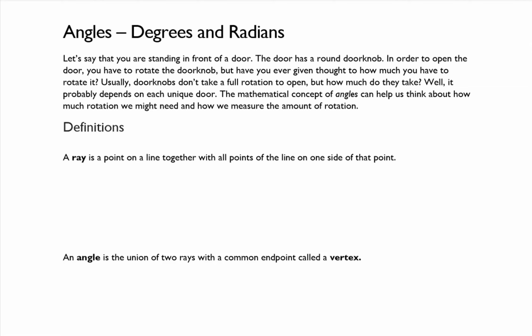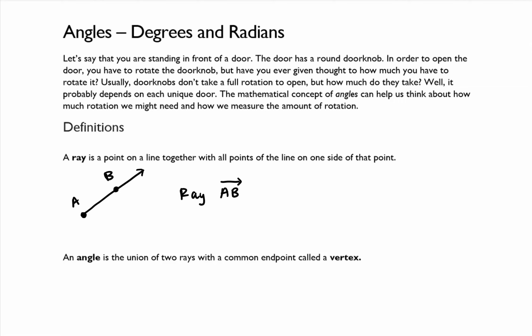So, a ray is a point on a line together with all points of the line on one side of that point. So, what that ends up looking like is here's a point, and then a line together with all the other points to one side of that. So maybe it looks something like this. And generally, we'll identify two points on a ray. So I'll label these points A and B. And sometimes if you're taking a geometry class, you'll see this called ray AB with a little arrow pointing to the right above AB.